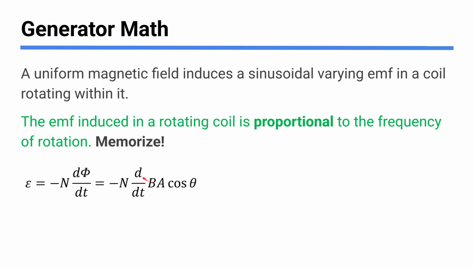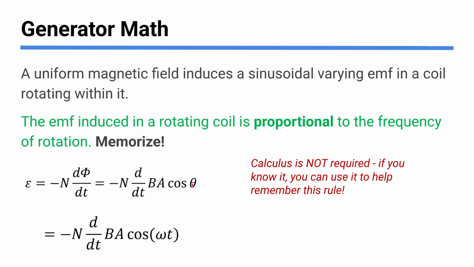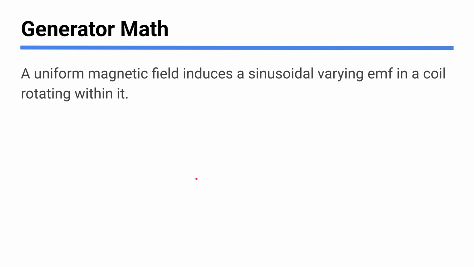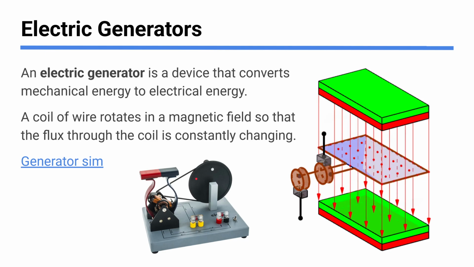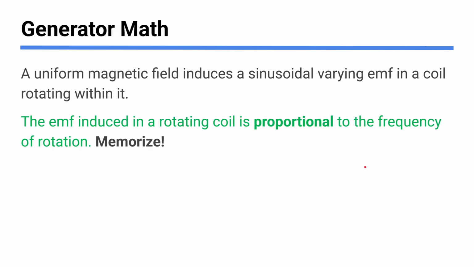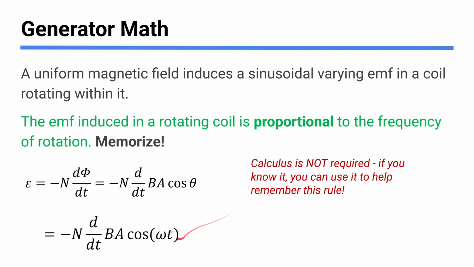So what we would really do is take the time derivative of my flux equation. Well, I have to get this in terms of t. We're going to go to some rotational stuff and say the angle between the field and the normal to the loop is changing with time. I would take the rate of rotation, my angular frequency, use omega for that, and multiply it by time to get the angle at any given time.